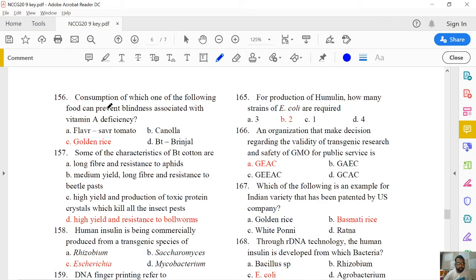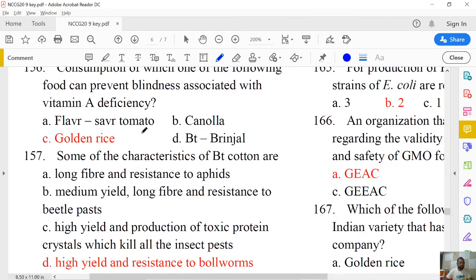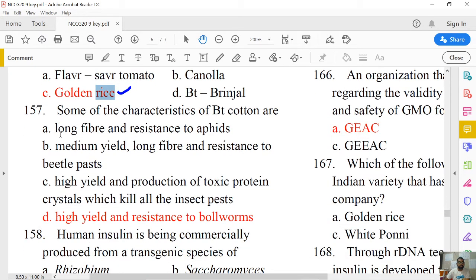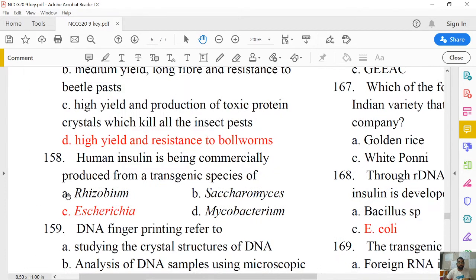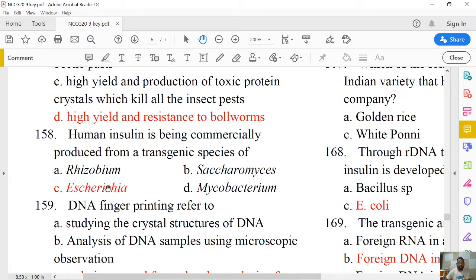Consumption of which one of the following can prevent blindness? As we know, golden rice possesses beta carotene. Therefore, this can be used in the treatment of vitamin A deficiency. Some of the characteristics of Bt cotton are mentioned. Which one is the correct one regarding that? It's high yield and resistance to bollworms. Remaining options are wrong.